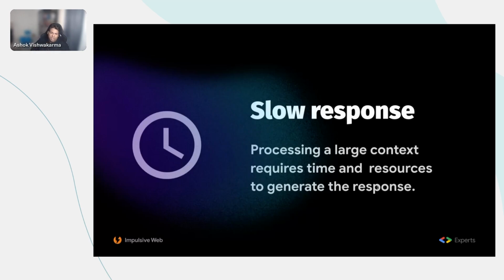It also responds very slowly, because as your context grows, first the model has to process the context, build a particular knowledge base, and then process the specific query.